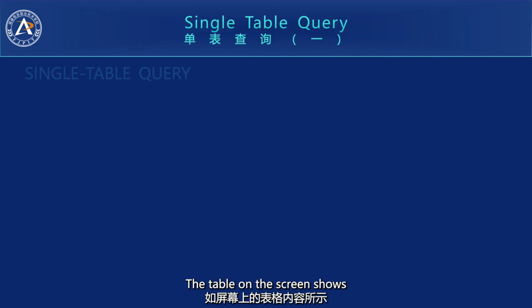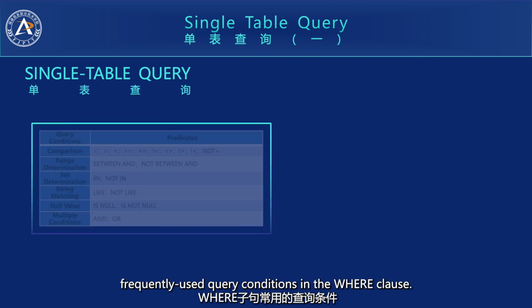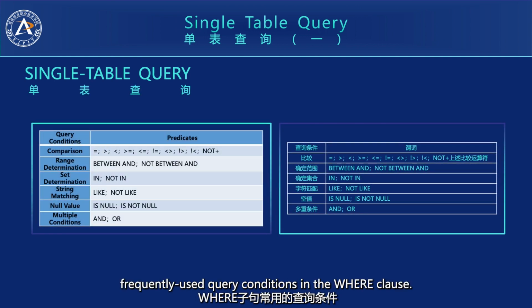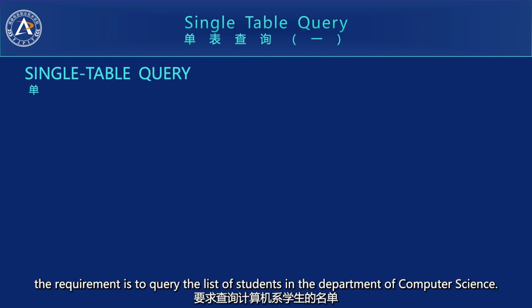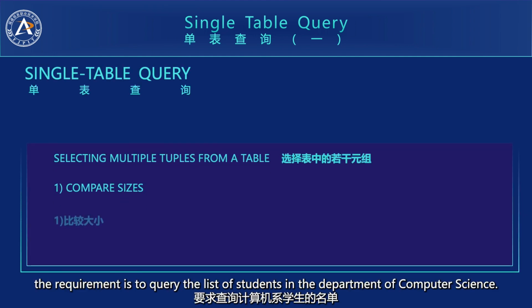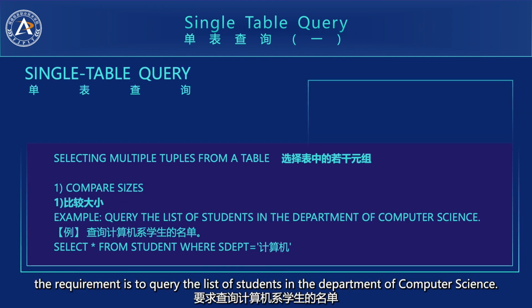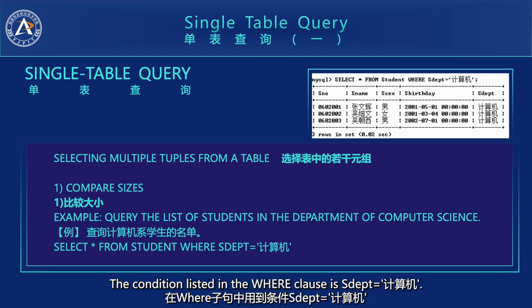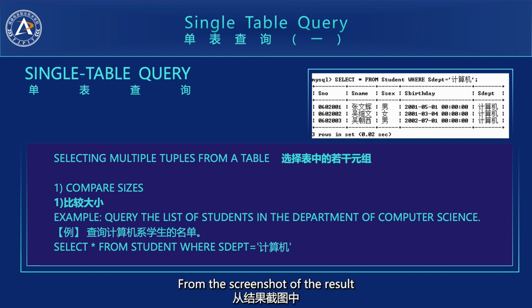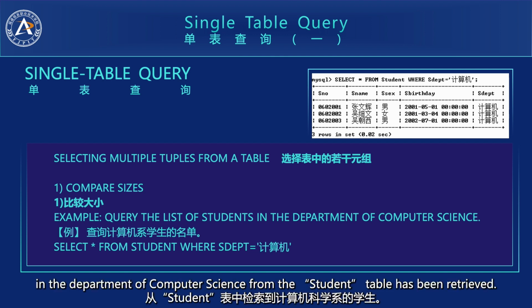The table on the screen shows frequently used query conditions in the where clause. In the example, the requirement is to query the list of students in the Department of Computer Science. The condition listed in the where clause is dept equals 'CS'. From the screenshot of the result, we can see that the relevant information of students in the Department of Computer Science from the student table has been retrieved.